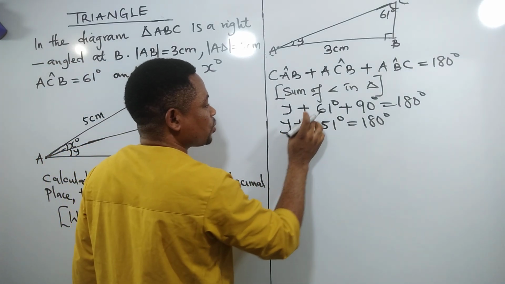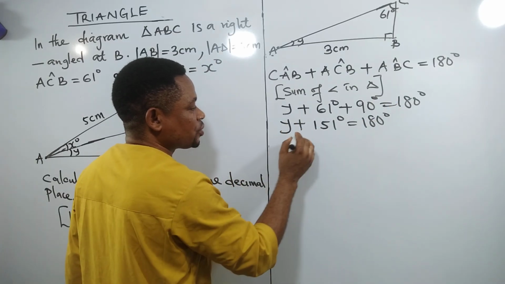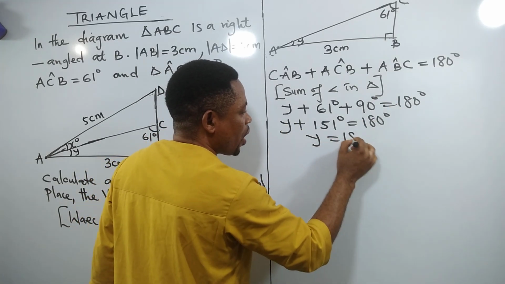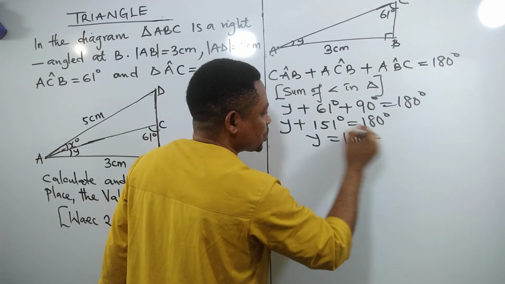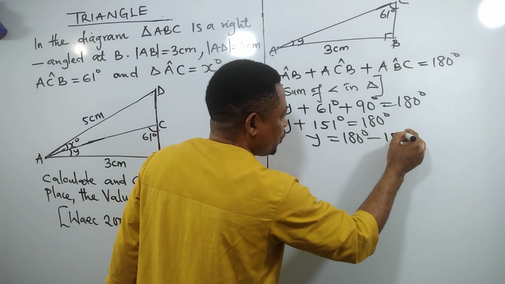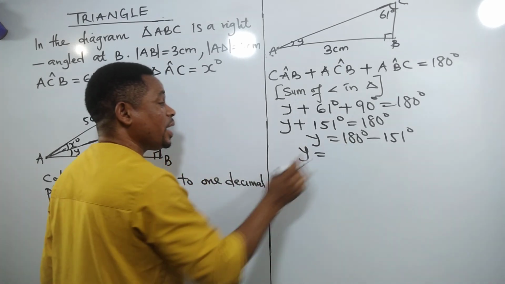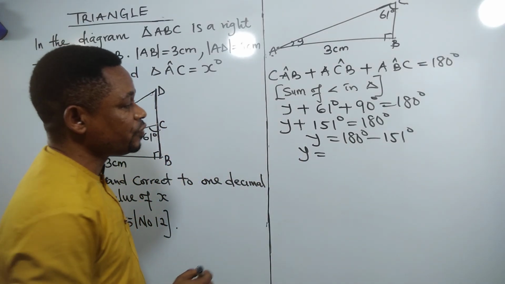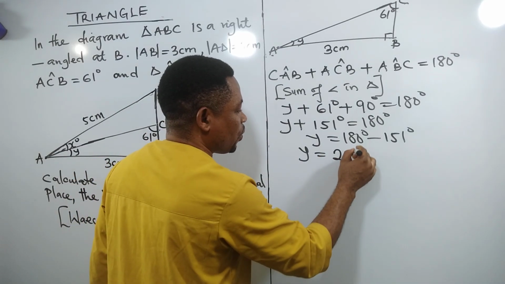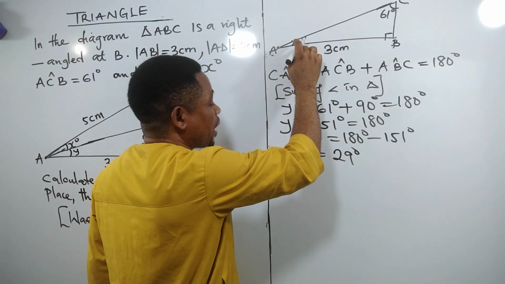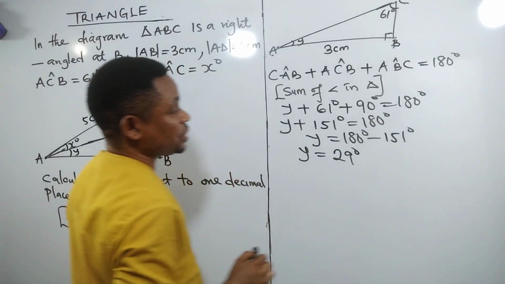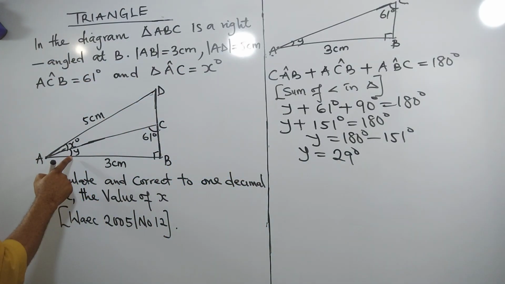I will now take plus 151 to the right so that Y will now be 180 degrees minus 151 degrees. Am I communicating? Are you with me? So Y should now be 180 minus 151 degrees, which will give us 29 degrees. Now this small angle that you're seeing here, Y, is 29 degrees.